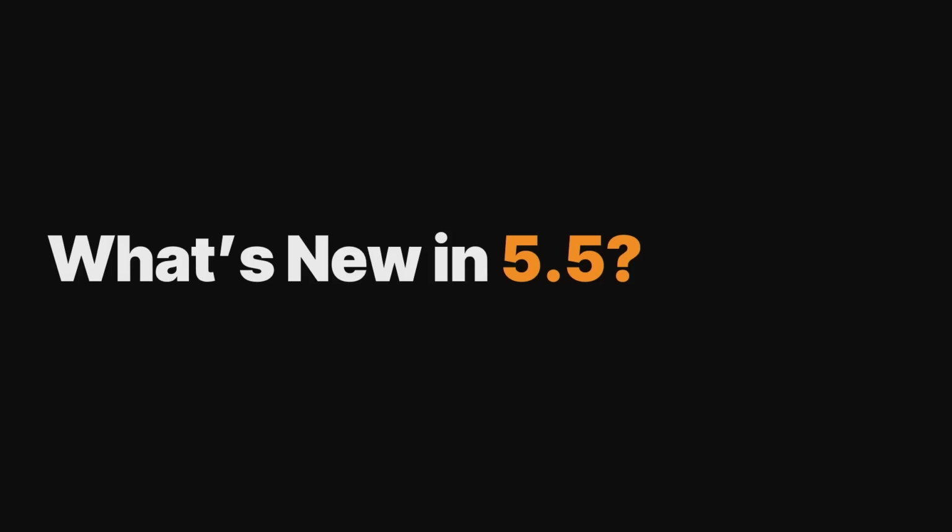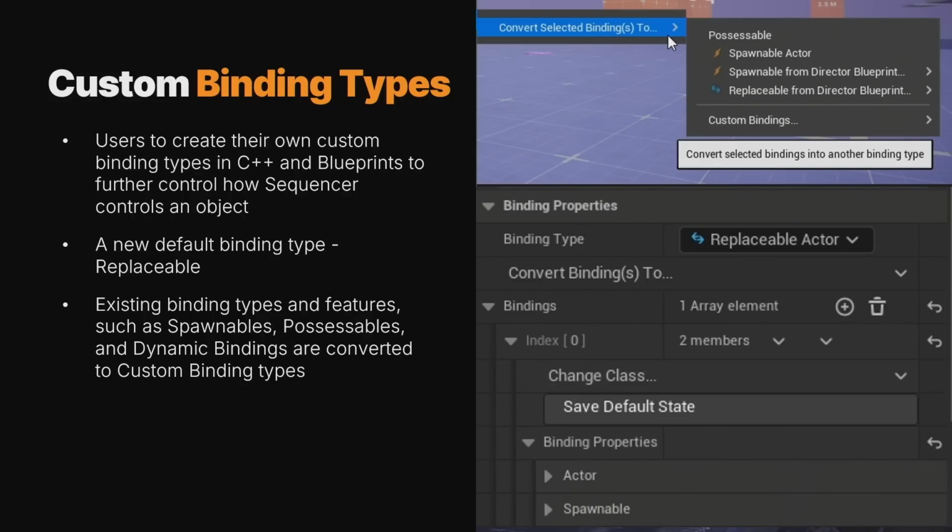So now let's talk about what's new in 5.5. In 5.5, we're opening up our user-defined dynamic bindings by saying, hey, you can now create custom binding types. So users are able to create their own binding types in C++ or Blueprints to further control how Sequencer controls an object. We'll also be providing a new default binding type called a replaceable. And existing binding types and features such as spawnables, possessables, and dynamic bindings are going to be converted to these custom binding types. So when you convert from 5.4 or even older versions and bring it into 5.5, it will be automatically done for you. You don't have to worry about it.